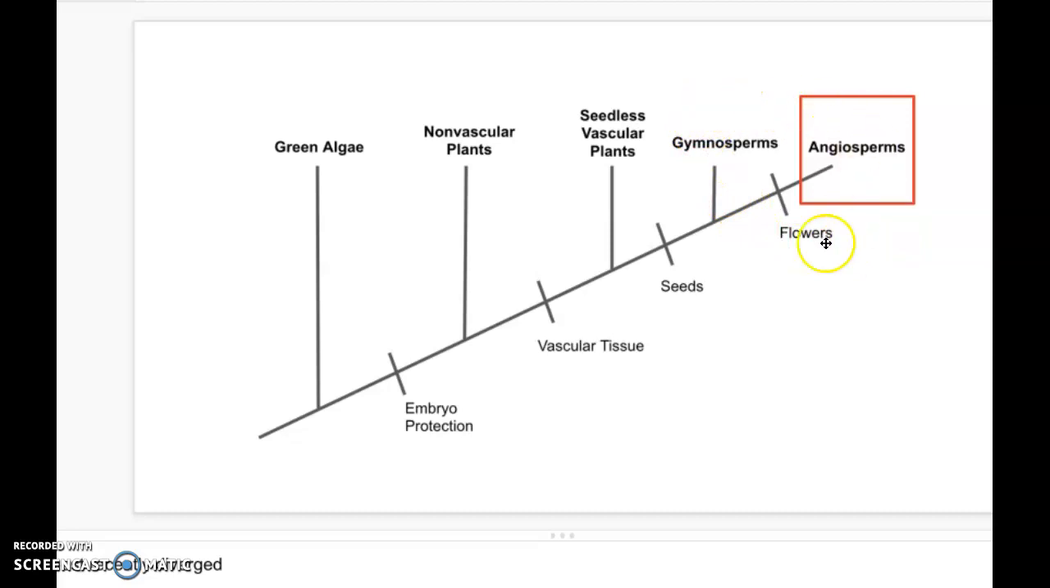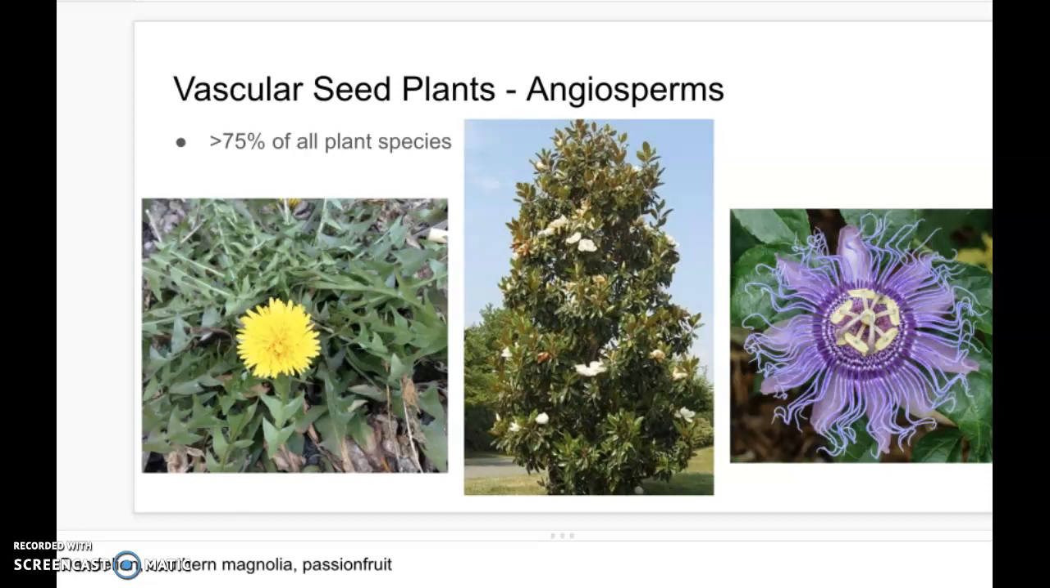Gymnosperms and angiosperms will have seeds, and so they're very different. They're vascular plants that have seeds and very different than the other vascular plants because they no longer are dependent on water for fertilization, and angiosperms have an extra perk: flowers. And here you can see different examples of angiosperms that you might see around campus.